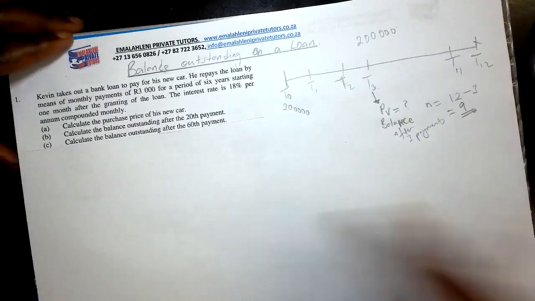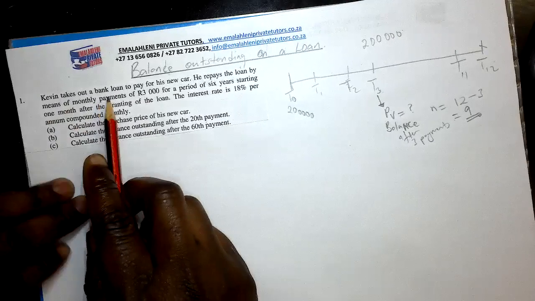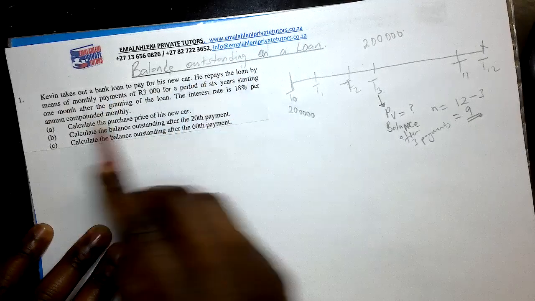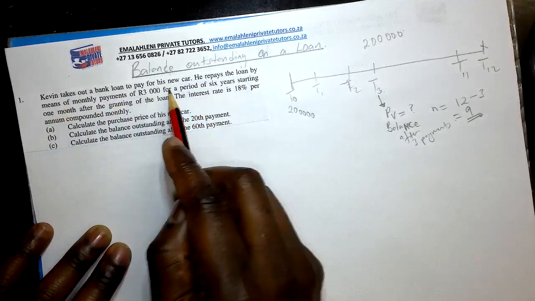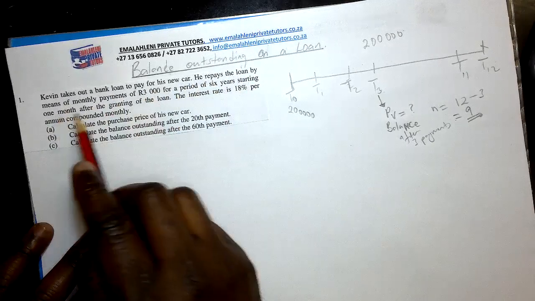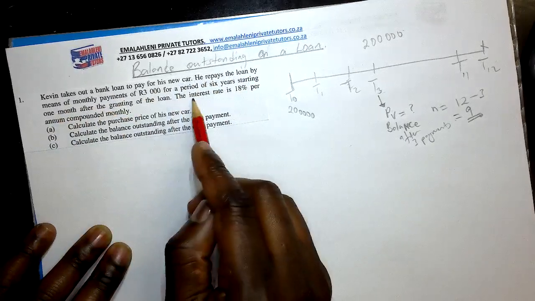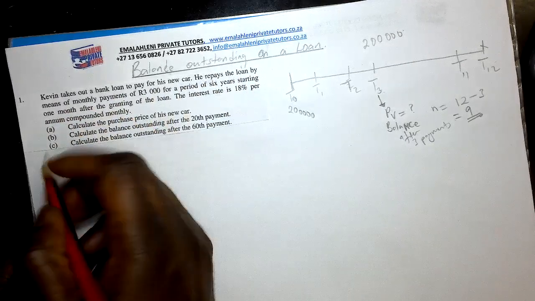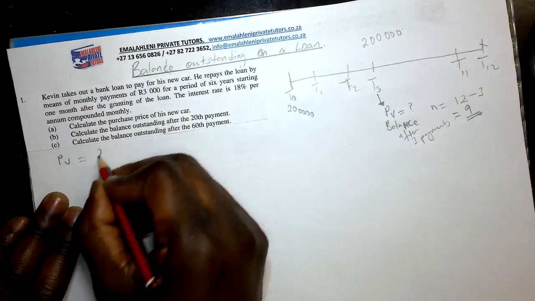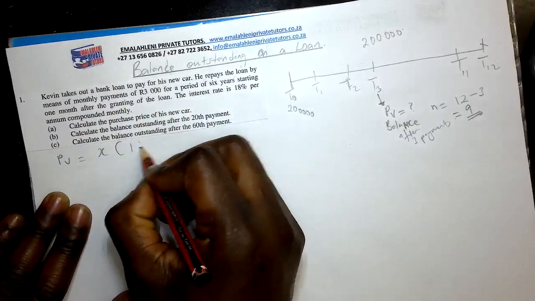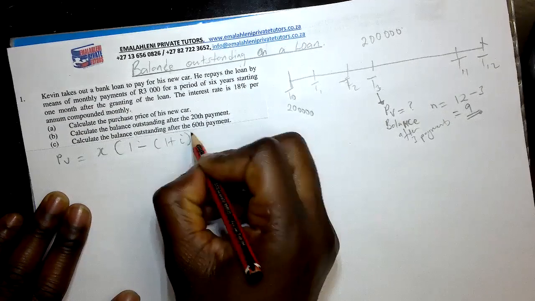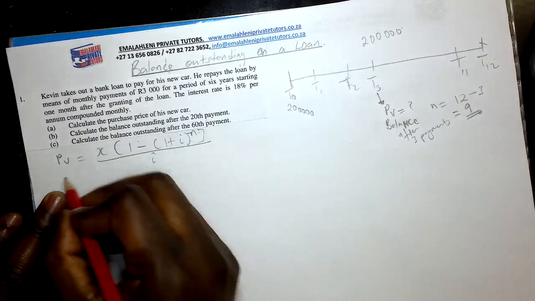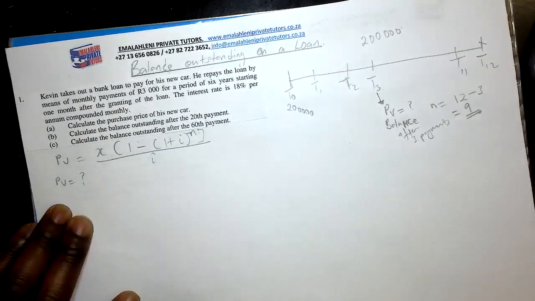Kevin takes out a bank loan to pay for his new car. He repays the loan by means of monthly payments of 3,000 for a period of 6 years, starting 1 month after granting of the loan. The interest rate is 18% per annum, compounded monthly. Now, calculate the purchase price. We are looking at PV here. So PV is equal to X times (1 minus (1 plus i) to the power of negative n), all over i. We're looking for PV; that's the one in the question.